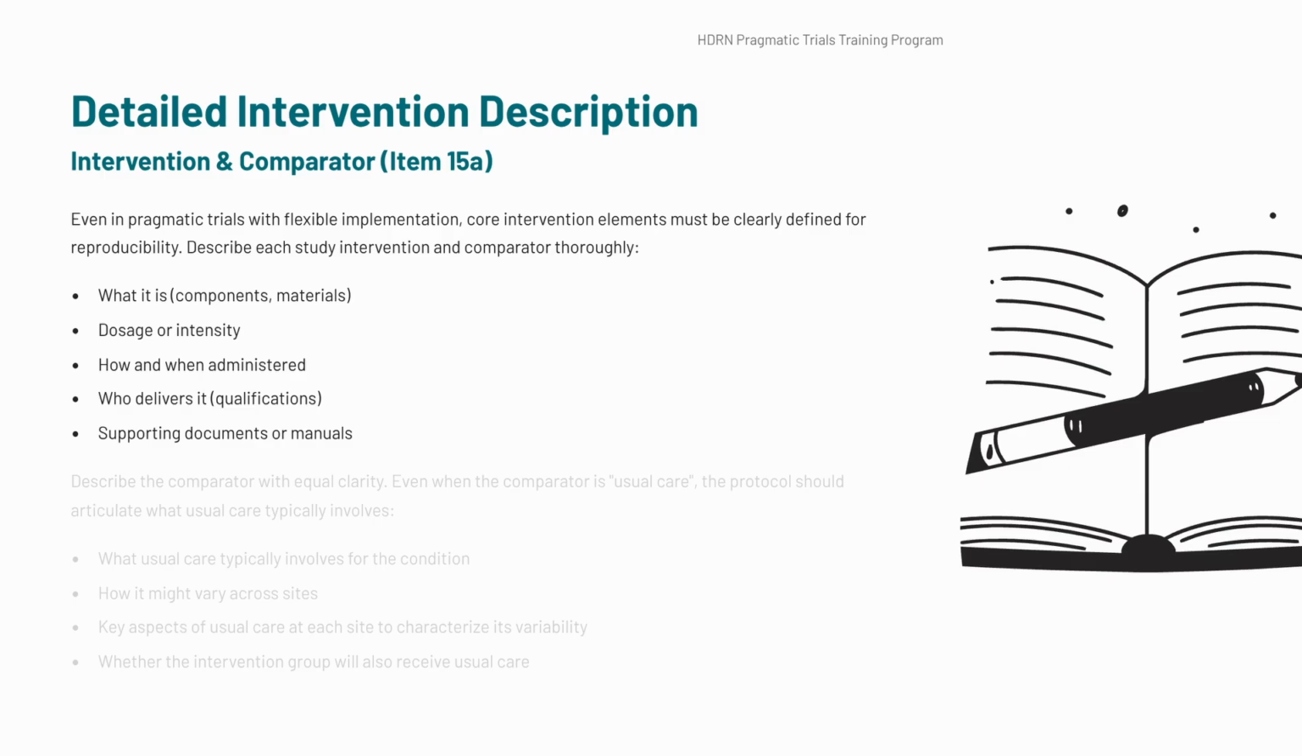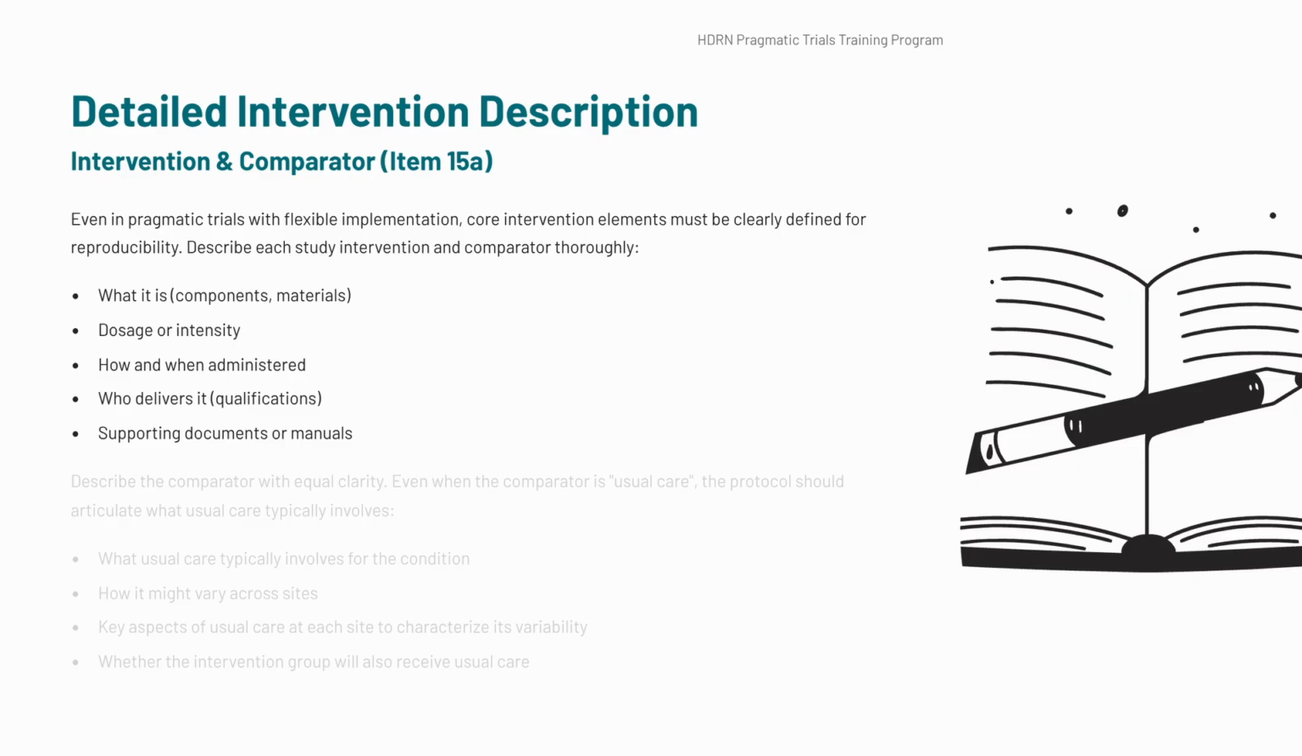Now we get to the heart of what's being done. Item 15A is about describing the intervention and comparator. A common saying is, enough detail to allow replication. The protocol should thoroughly describe each trial arm. For the intervention, what exactly is it? If it's a drug, specify the name, dose, frequency, route, and any titration. If it's a non-drug, like a procedure, device, app, or care program, describe the components, who delivers it, how often, and where. For complex interventions, reference any manuals or training materials. All these details ensure someone else could replicate the program in their own setting.